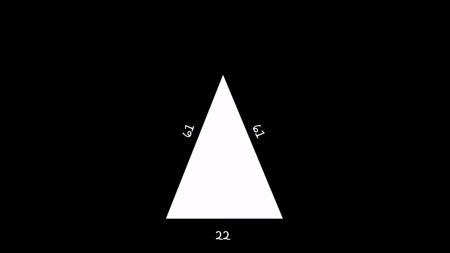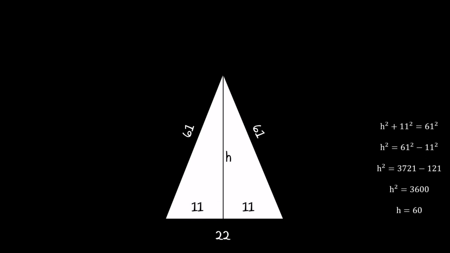Now watch very carefully. First of all, I will draw a perpendicular on the side 22 to the opposite vertex and let its height be h. Since it is an isosceles triangle, it will bisect the opposite side into equal halves that are 11 and 11 each. Now we can use Pythagoras theorem to find the value of h. So h square plus 11 square is equal to 61 square. h square will be equal to 61 square minus 11 square, and on calculation we'll get h as 60.